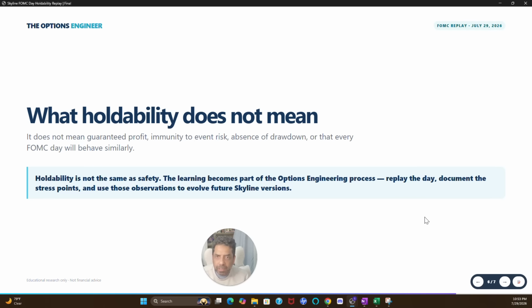One replay cannot establish a universal conclusion. The structure can still experience substantial losses, including full defined loss. FOMC days differ. Fills and liquidity matter, and the exact path of spot and volatility can materially change the result. The important learning is to feed these observations back into the options engineering process, so future Skyline versions can continue to be tested, refined, and evolved.